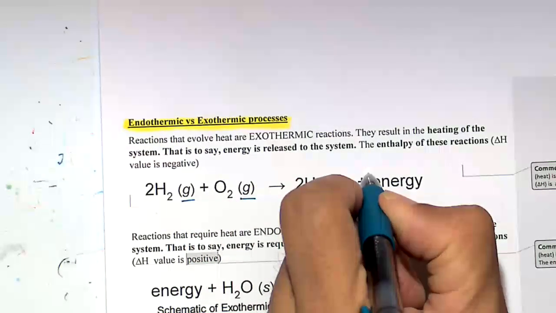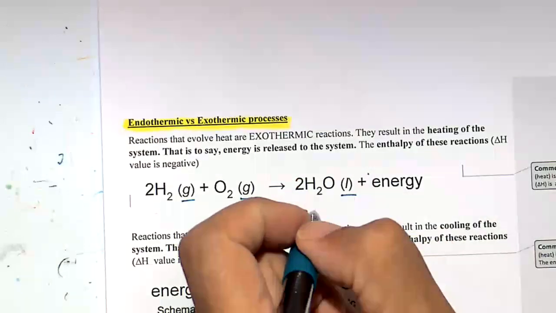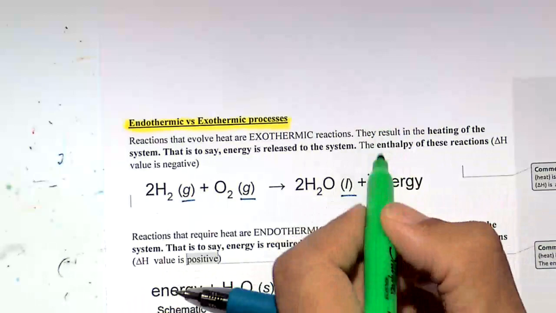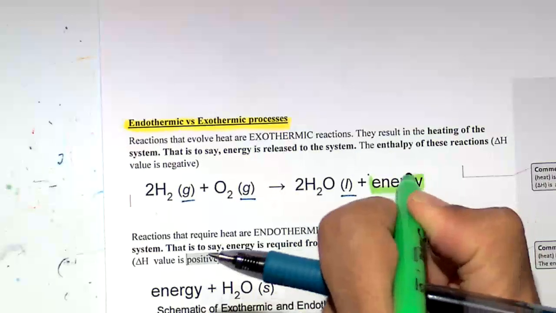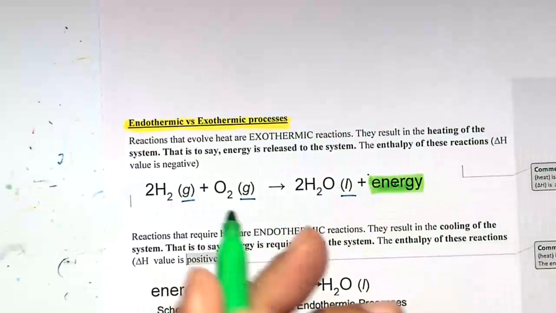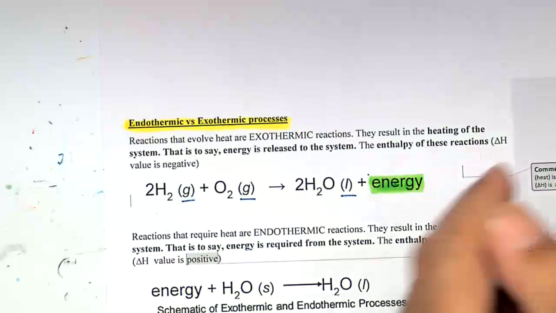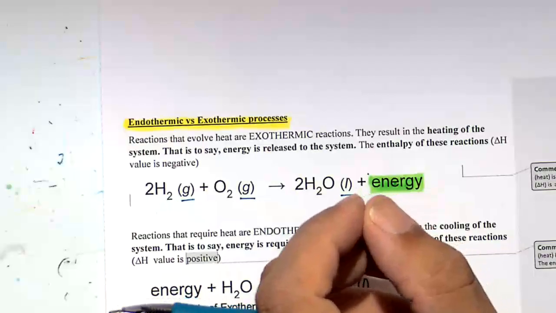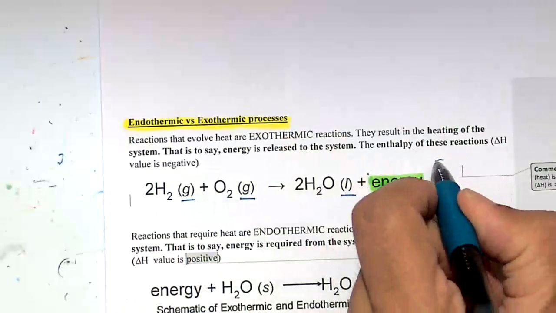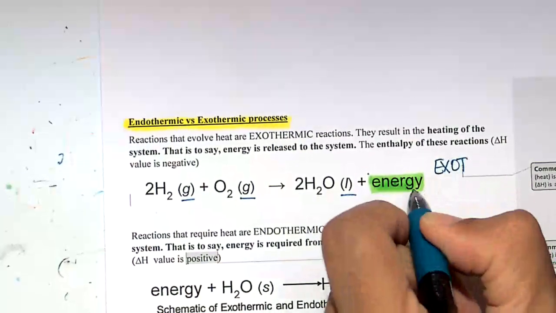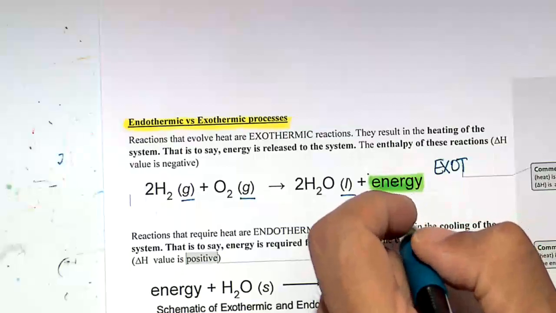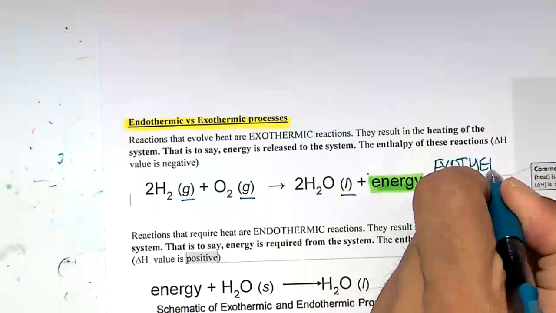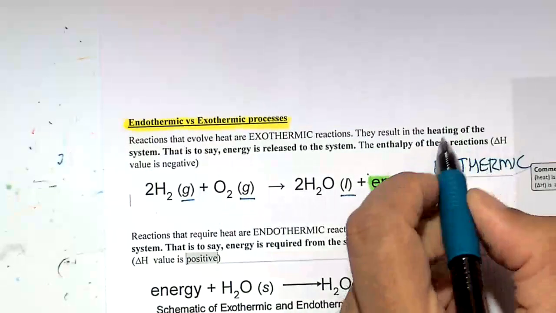But what else is a product here? What else is a product besides liquid water? Energy. So a reaction that uses energy or creates energy or liberates energy as a product is called an exothermic reaction. So where will energy be in an exothermic reaction? The reactant side or the product side? It will be in the product side.